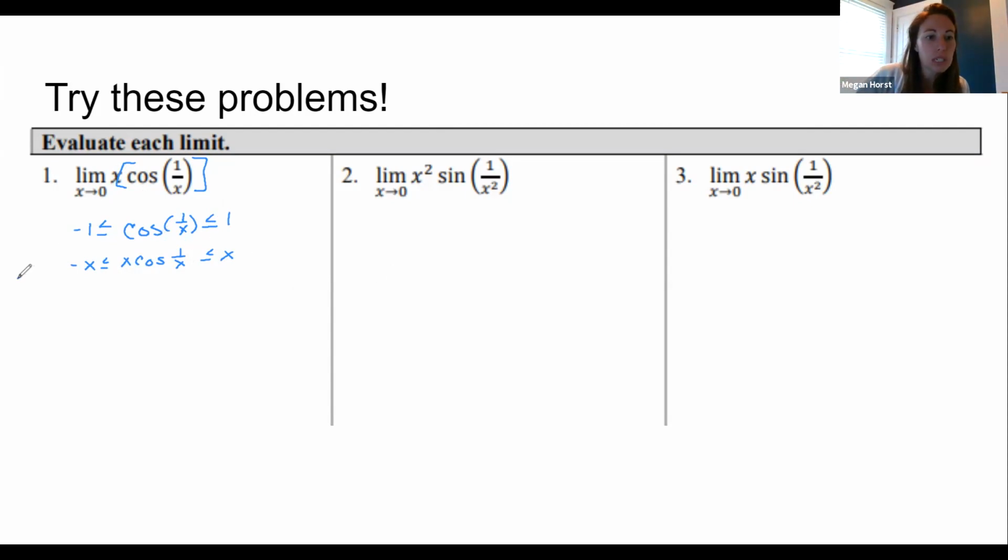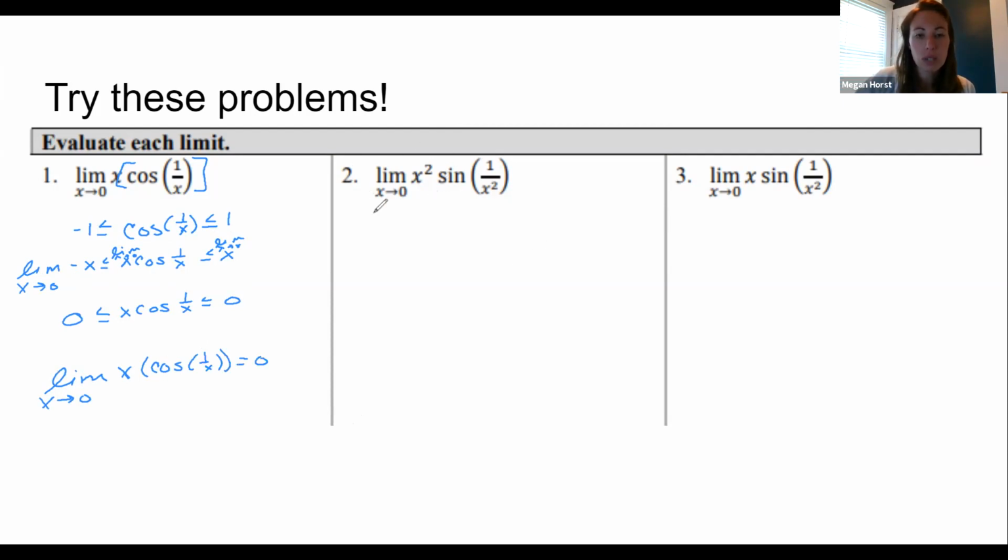And then we're going to take the limit as x approaches 0, the limit as x approaches 0, and the limit as x approaches 0. I should have written that as its own line. But when I analyze that, I get 0 is less than or equal to x cosine 1 over x, which is less than or equal to 0. So we can conclude that the limit as x goes to 0 of x multiplied by cosine 1 over x equals 0.